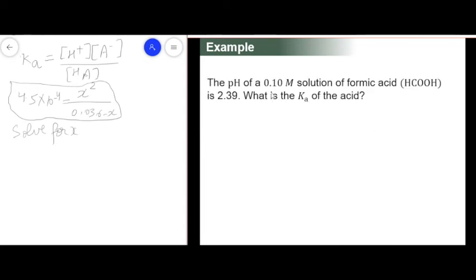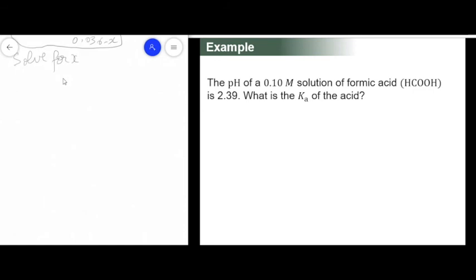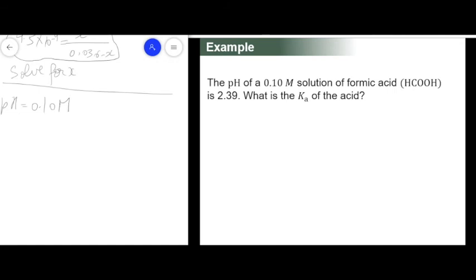Let's try another question. The pH of a 0.1 molar solution of formic acid is 2.39. What is Ka for this acid? So now, in this question, what's given to us is the pH and that it is 0.10 molar formic acid. Again, formic acid doesn't fall under the table of the 6 strong acids that we have learned. So this is supposed to be a weak acid. If you don't understand this, that's okay. You can see it's a COOH that I told you. If there's one COOH, it's going to donate one proton.